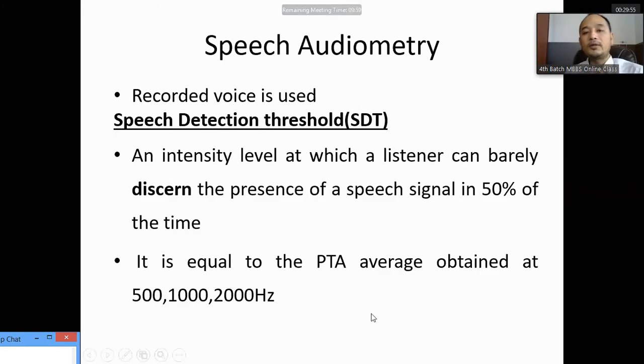Now another subjective test is speech audiometry. Instead of pure tone, we use recorded voice of different intensity in speech audiometry. The first test is speech detection threshold. This is a basic test for speech.